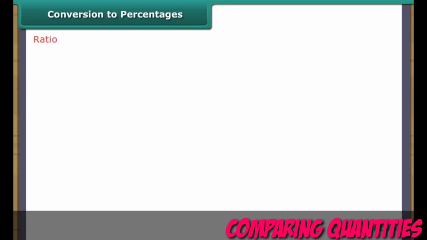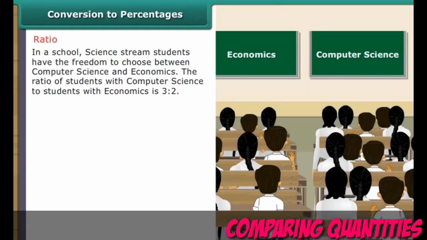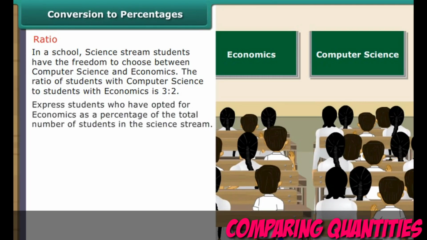Ratios. In a school, science stream students have the freedom to choose between computer science and economics. The ratio of students with computer science to students with economics is 3:2. Express students who have opted for economics as a percentage of the total number of students in the science stream.